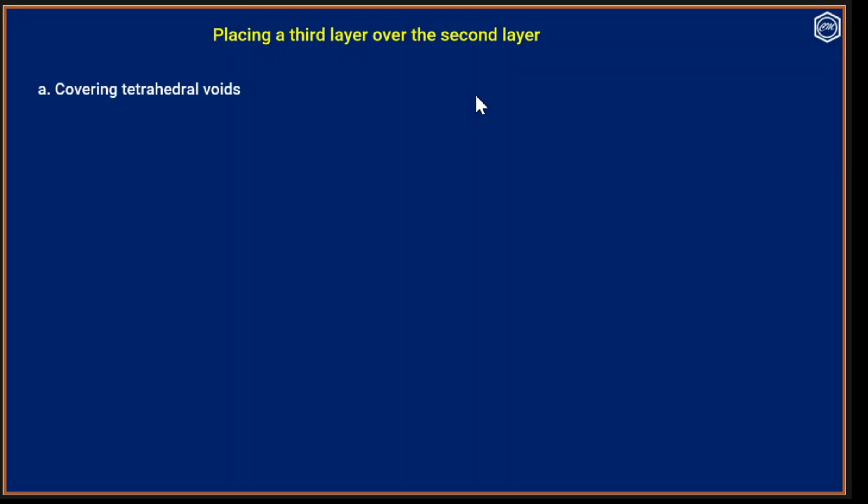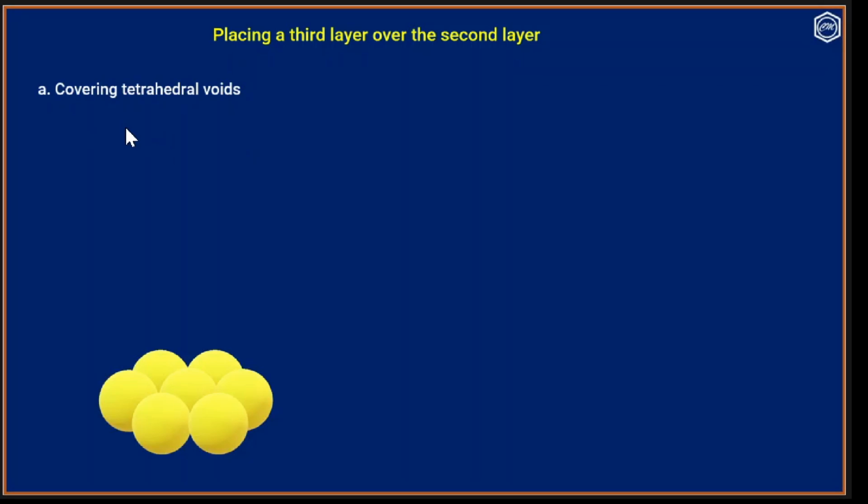Now we can place a third layer, and a third layer can be placed in 2 ways. One, covering the tetrahedral void. So let this be a hexagonal 2D layer, and only 7 atoms are shown here. Now above that, this is the second layer, and now the third layer is placed in such a way that the second layer, when combined with the middle atom, forms a tetrahedral void.